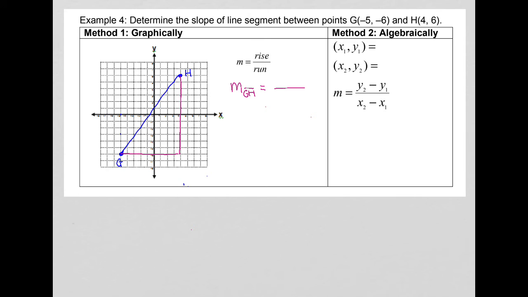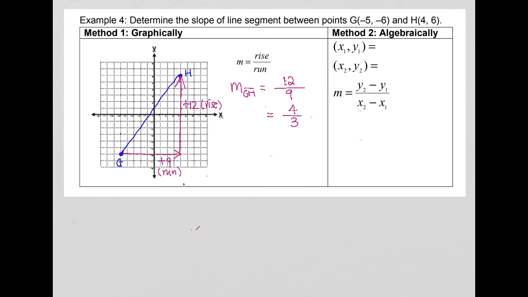As you can see here, from G to H, you have to go 1, 2, 3, 4, 5, 6, 7, 8, 9. 9 units to the right. And then we have to move 1, 2, 3, 4, 5, 6, 7, 8, 9, 10, 11, 12. 12 units up. So we know the 12 is our rise, and then we know the 9 is the run. So it's going to be 12 over 9, which can be reduced to 4 over 3.